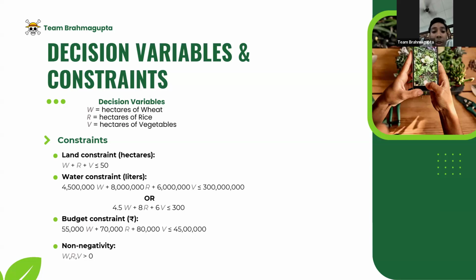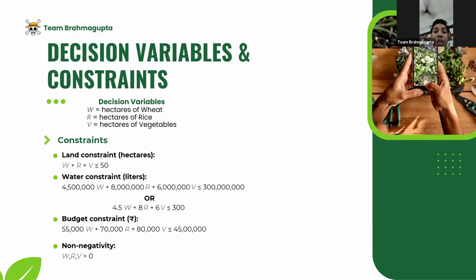The water constraint, in liters: 4.5 million liters times the hectares used for wheat, plus 8 million liters for the hectares used for rice, plus 6 million liters for the hectares used for vegetables. It should not be greater than 300 million liters of water. It should be equal to or less than 300 million liters.